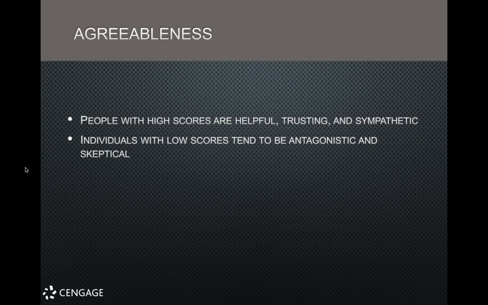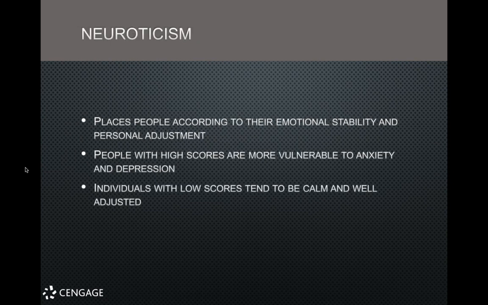Compassion under agreeableness is an interest in problems of others, kindness and sympathy. Liberals are higher on compassion and women are higher on compassion. On the other hand, politeness, which is this other sub-factor of agreeableness, entails being respectful and uncomfortable to stand up because you have a need to be polite. And liberals are less so on this trait. Women are higher in agreeableness. So people with high scores are helpful, trusting, and sympathetic. Individuals with low scores tend to be antagonistic and skeptical.